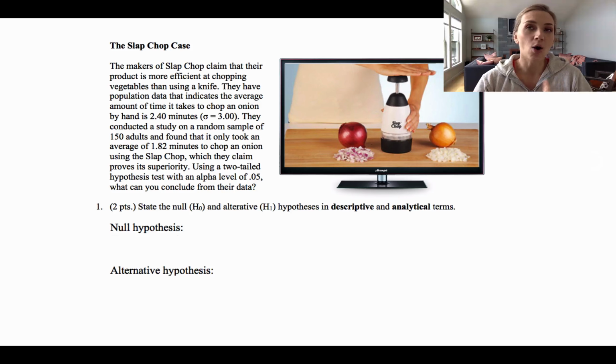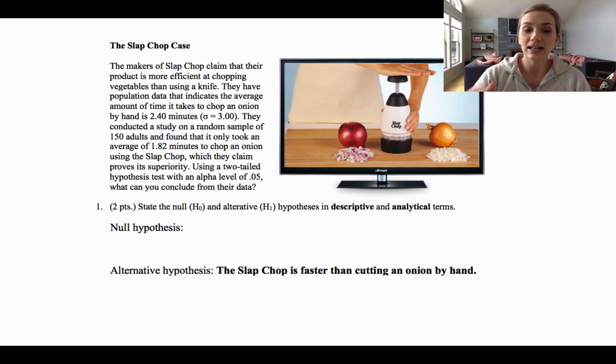So I always find it easier to start with the alternative hypothesis. So what are the makers of Slap Chop claiming here? They're claiming that the Slap Chop is faster than cutting an onion by hand. That's their research hypothesis. That's the alternative hypothesis, and here I've phrased it in descriptive terms, in words. The Slap Chop is faster than cutting an onion by hand.